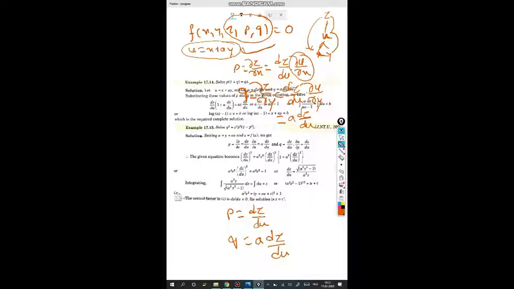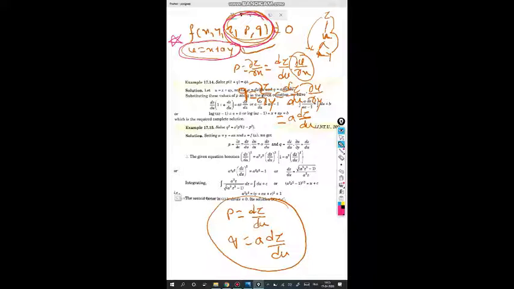Whatever the derivation we have done here for p and q, it is not necessary to do it in every example. You just have to remember three things. First, you have to observe whether the form is f of p, q, z. It is only in p, q, z.